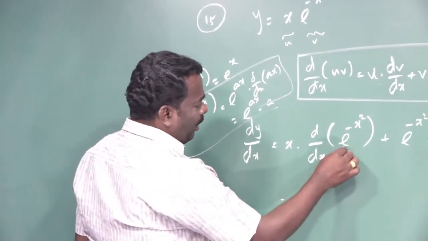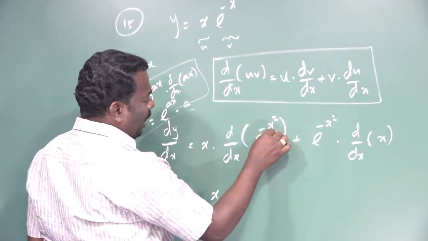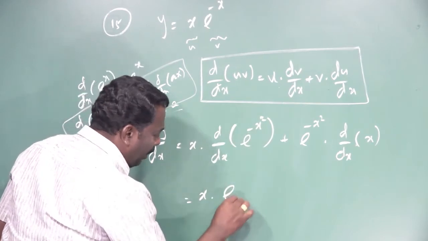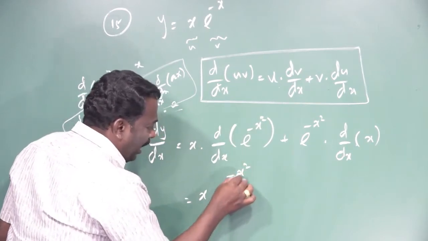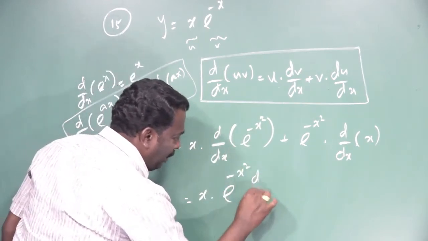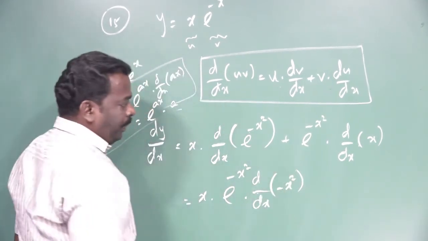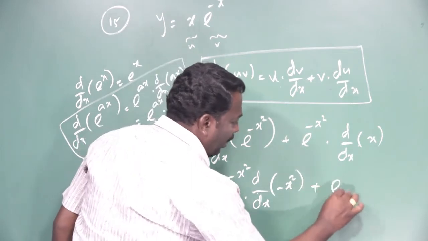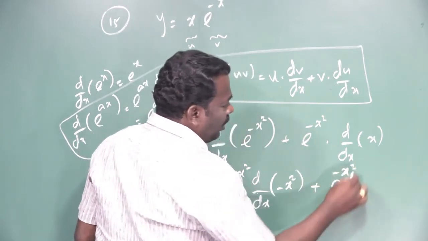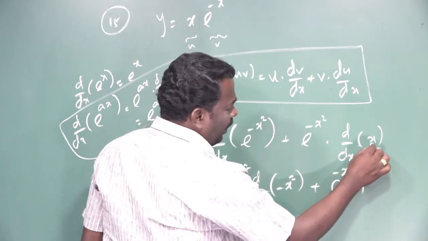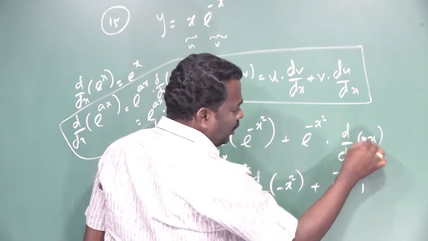So here, the derivative of e power minus x square is the same term, e power minus x square. Again we want to differentiate the power term, that is d by dx of minus x square. Then plus e power minus x square as it is, and the differentiation of the function x with respect to x is 1.